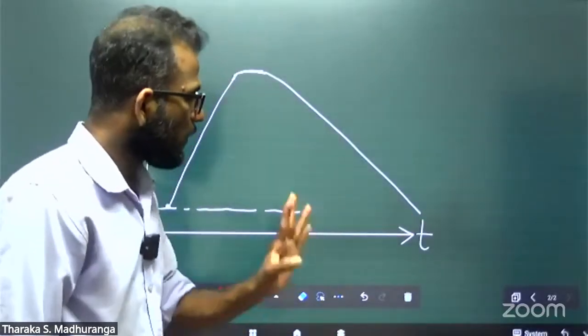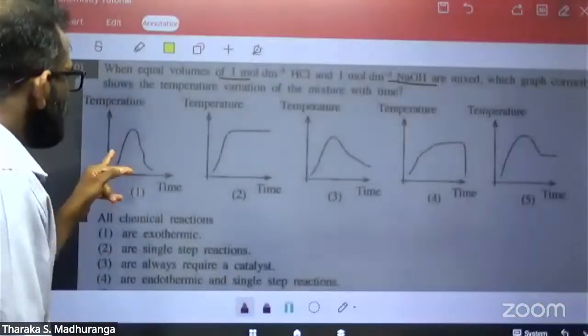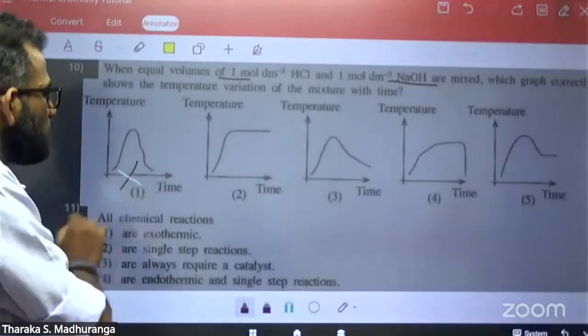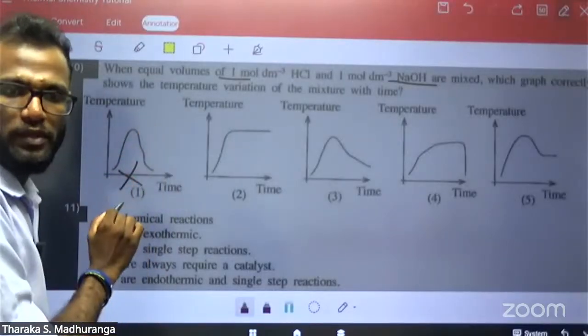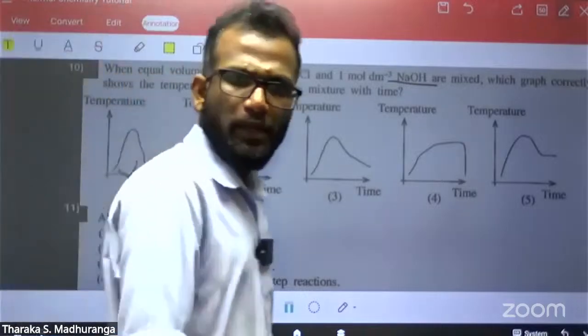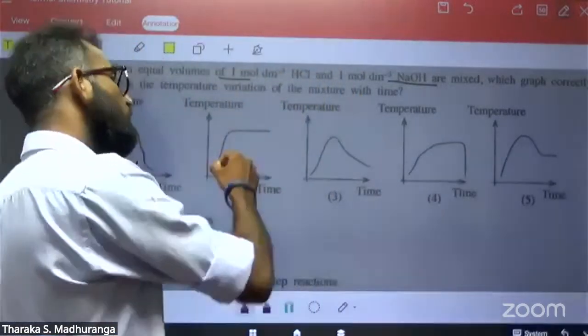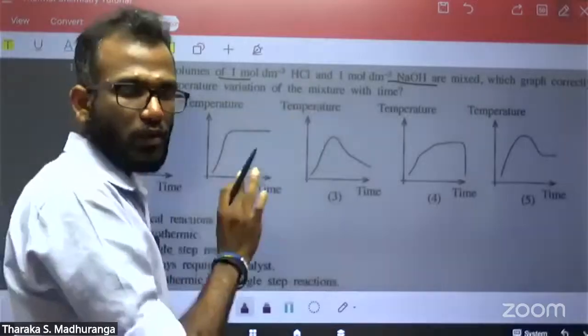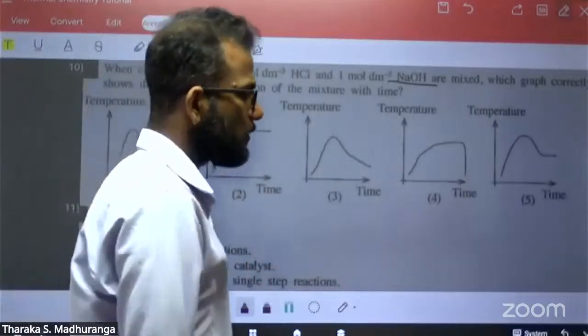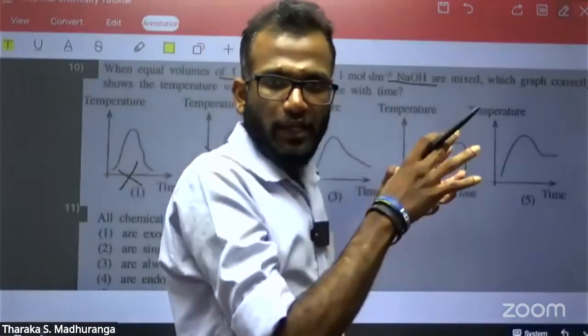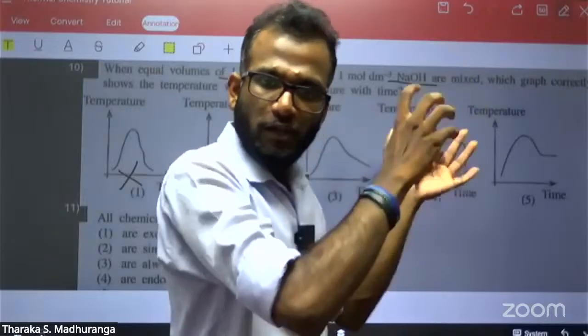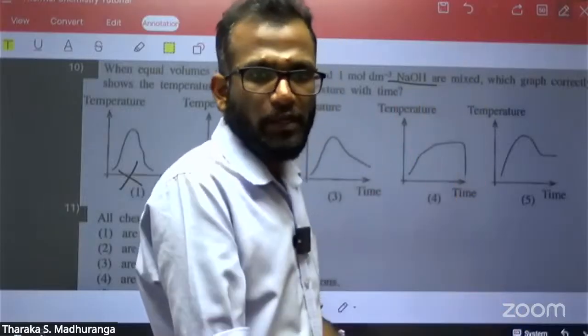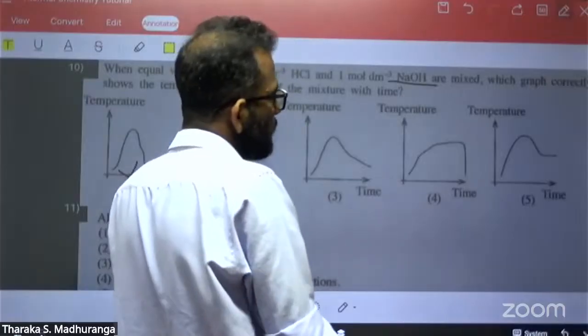Slowly cooling. I think you got the point. Okay, this one is not correct because it is rapidly cooling. It cannot be rapidly cooling, right? Increase and constant rate? No, at a constant rate we can't maintain temperature. After completing the reaction, the temperature of the system decreases. Again it comes to room temperature.